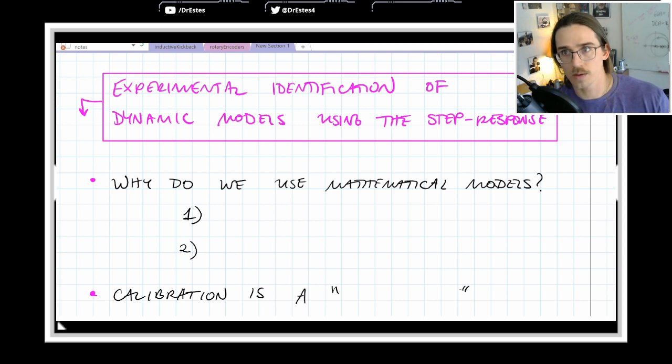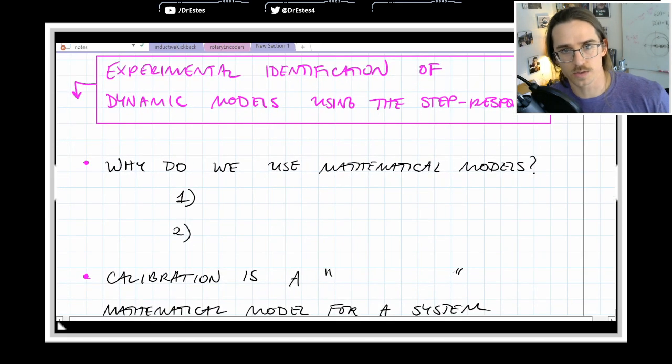And I want to contrast this experimental way of getting a model with the way that we model things in the dynamic systems course here at UB. So in MAE 340, you guys did some modeling of mechanical systems, electrical systems, and so on. And the approach we use there is not the approach we always have to use.